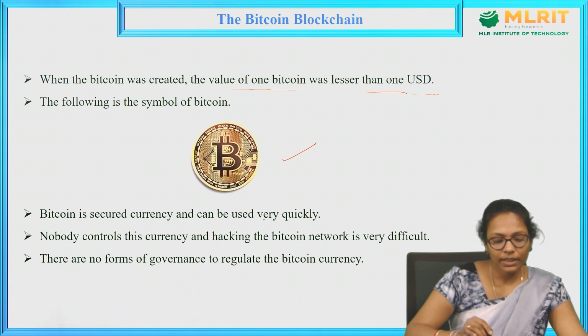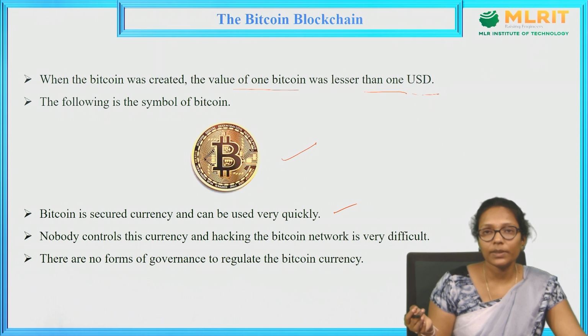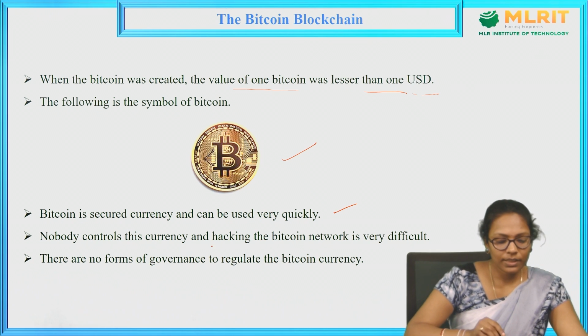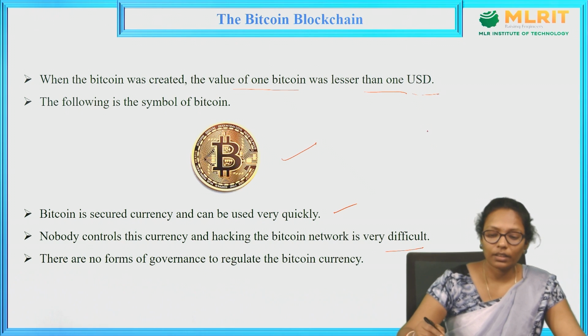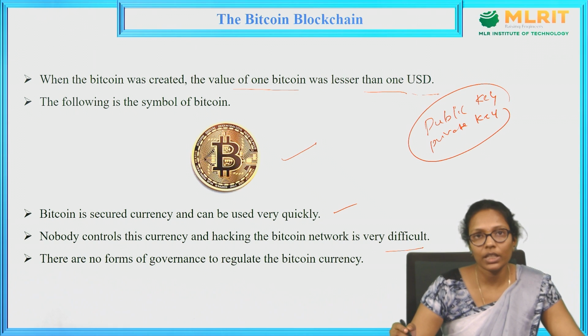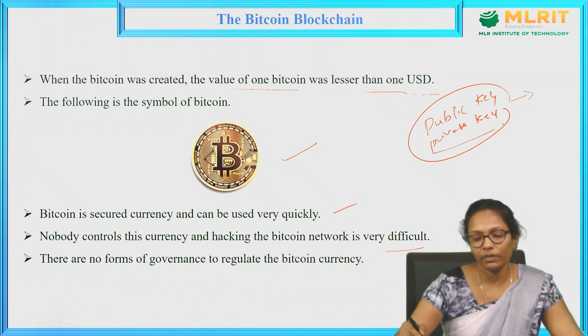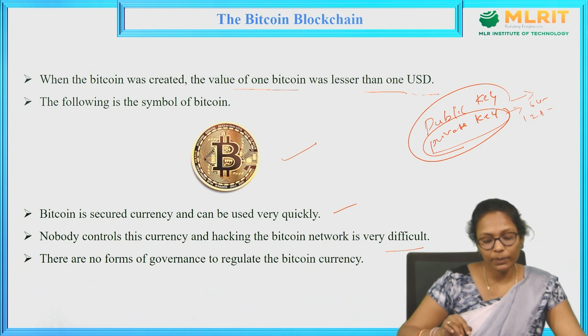Bitcoin is a secured currency and can be used very quickly. Of course it is secure, because we maintain it in a digital wallet. Nobody controls this currency, and hacking the Bitcoin network is very difficult. For every digital wallet, there is a public key as well as a private key. It is impossible to hack this private key, which is 64-bit or 128-bit based on our usage. And there is no government to regulate the Bitcoin currency.